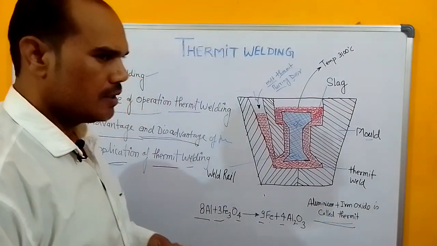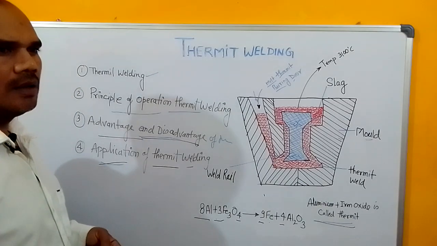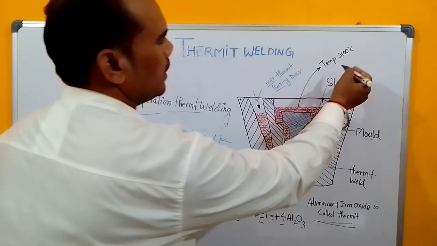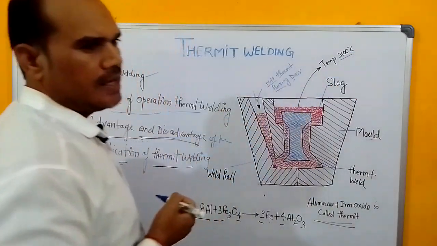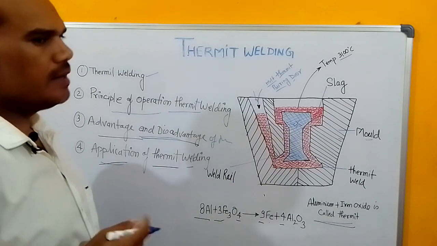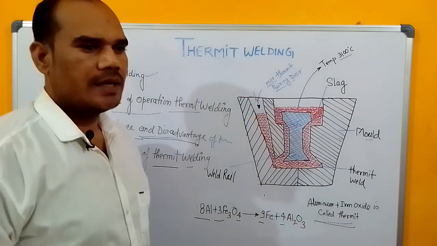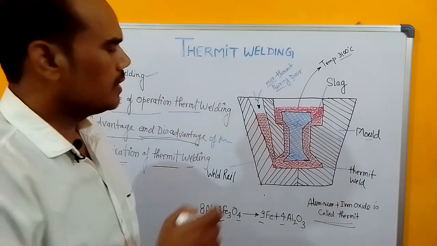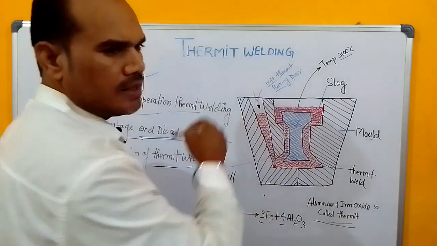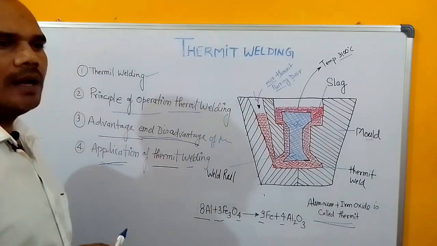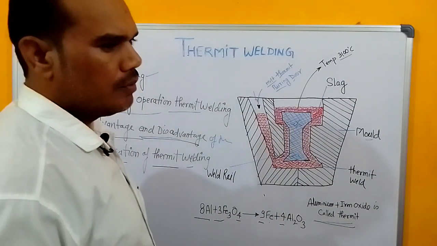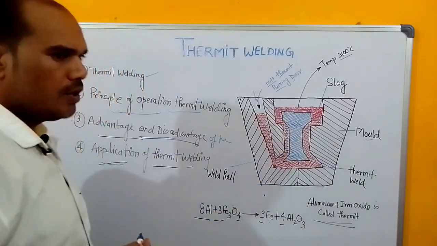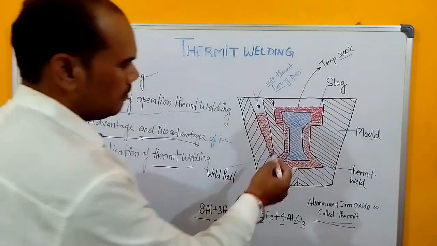The reaction releases so much heat as to produce a temperature of 3100 degrees centigrade. Iron is heavier than aluminum oxide, so it settles down and the aluminum oxide floats over the surface. This molten iron is then made to flow into the cavity of the joint to form the weld.